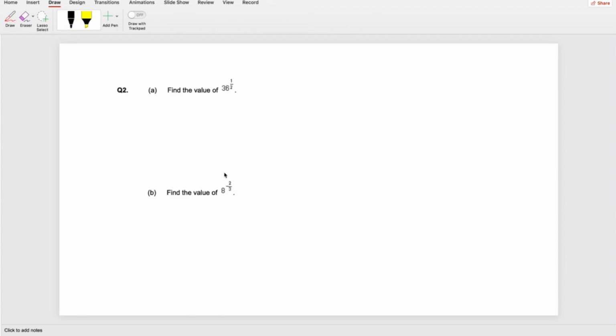Question 2a. Find the value of 36 to the power of half. Now we just did this, so it's quite easy. 36 to the power of half equals square root of 36, which is plus or minus 6. Find the value of 8 to the power of minus 2 over 3. Now this one's a bit tricky.